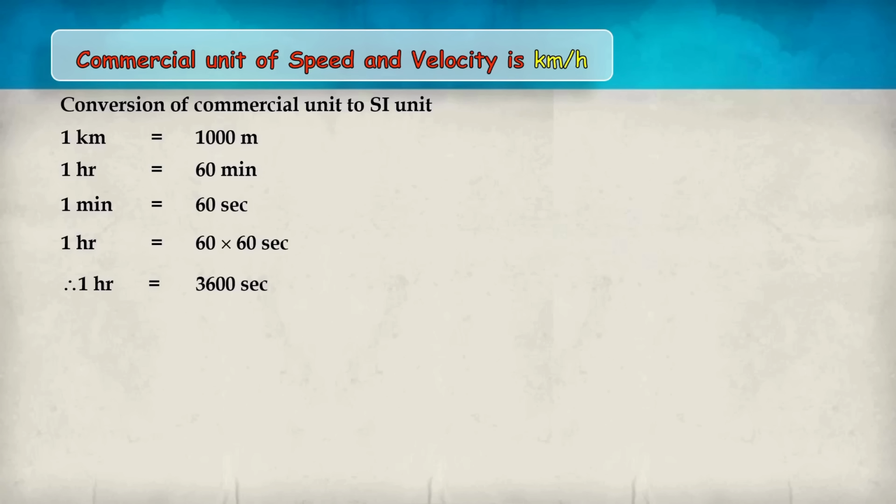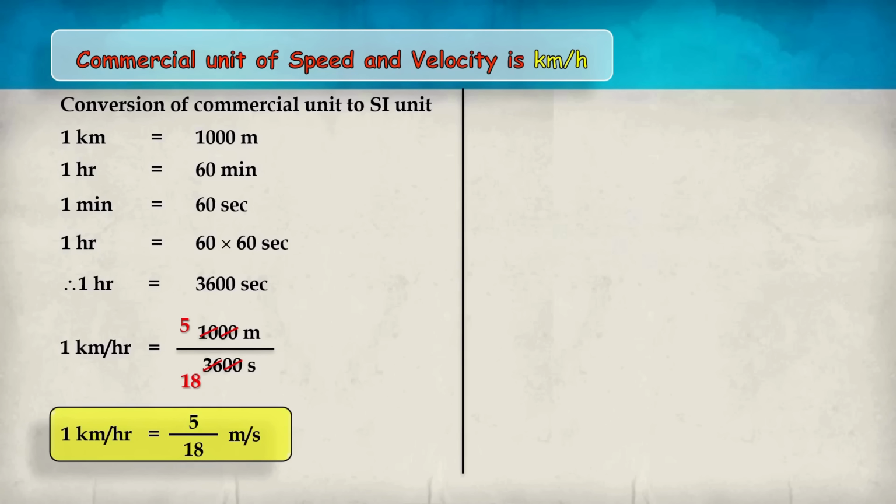Now let us convert 1 kilometer per hour into meter per second. 1 kilometer per hour means 1000 meters divided by 3600 seconds. If we simplify this fraction by dividing both numerator and denominator by 200, we get 1 kilometer per hour is equal to 5 by 18 meters per second. So, remember this important result. 1 kilometer per hour is equal to 5 by 18 meters per second. Now let us apply this in examples.